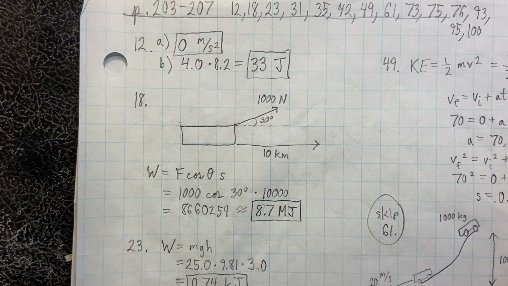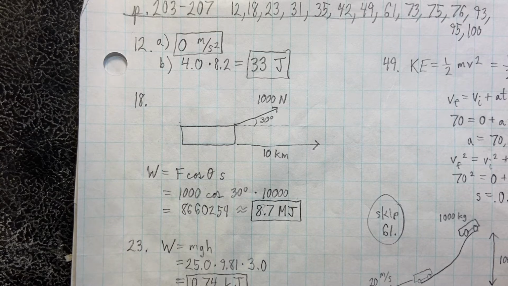Now in 18, we have a force being applied at an angle. It tells us that it's a 30-degree angle. And so we need to find the component of that force which is in line with, or parallel to, the displacement. So we just do F cosine theta S. Plugging those numbers in, we end up with 8.7 megajoules.